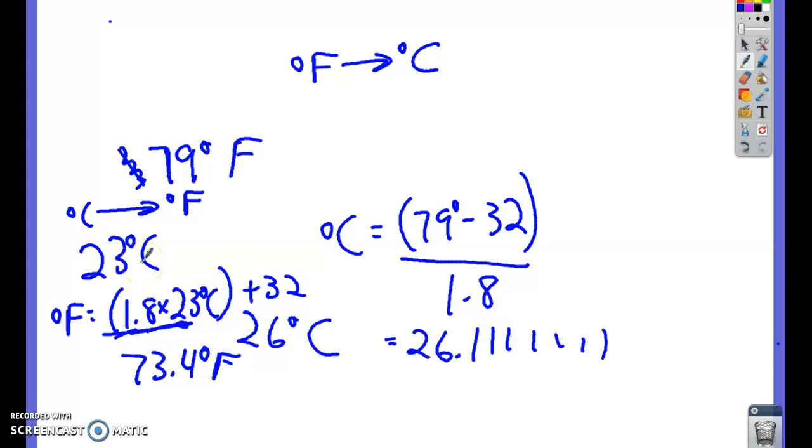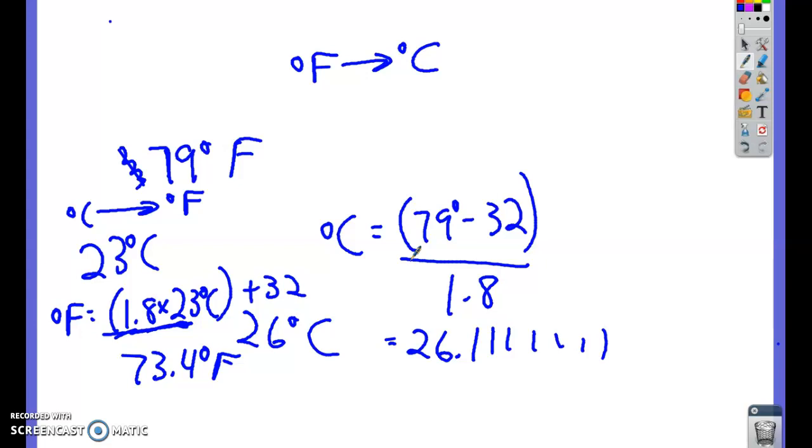And it's about 3 degrees less, and it's about 6 degrees less than 79 was over there. So that probably indicates we did that correctly. And that's how you would do those type of problems, okay, for 18, 19, and 20.